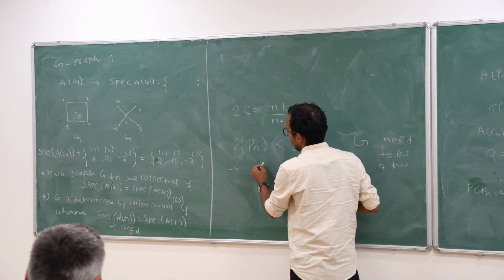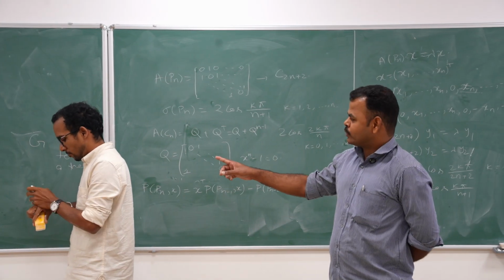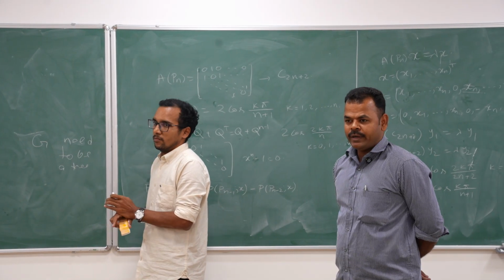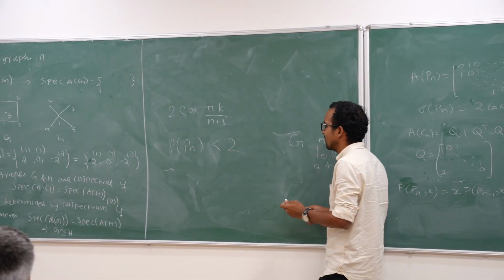Wait, so those who are seeing it for the first time, why, if a graph is cospectral to Pn, should it be a tree? I am going to prove this. You are going to prove it, okay, prove it.